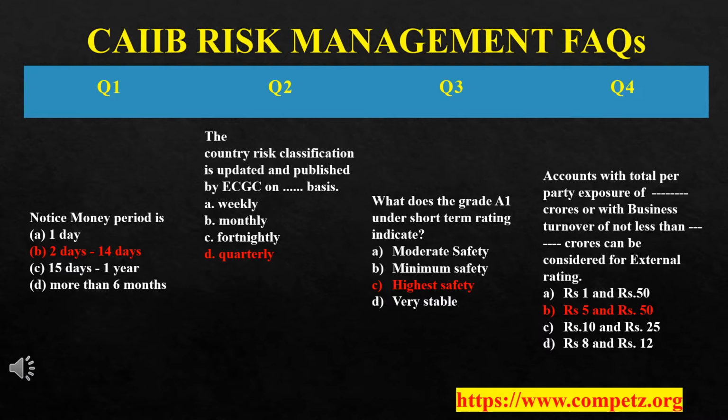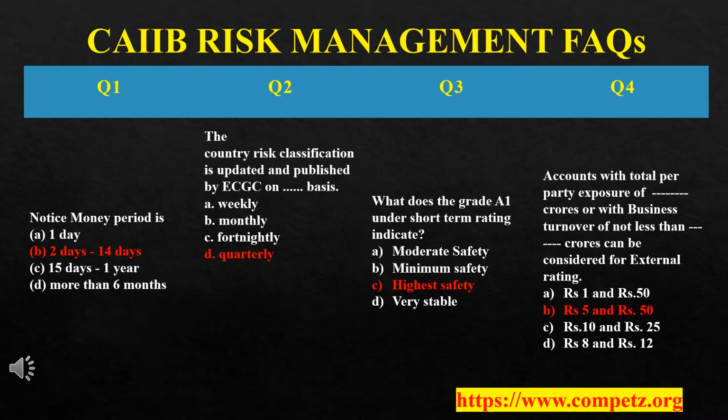So what was the question? Grade A1 rating under short term rating, which means what safety? The answer will be C, highest safety. A1, we have seen, has a very strong degree of safety regarding timely payment of financial obligations and thus carries the lowest credit risk.